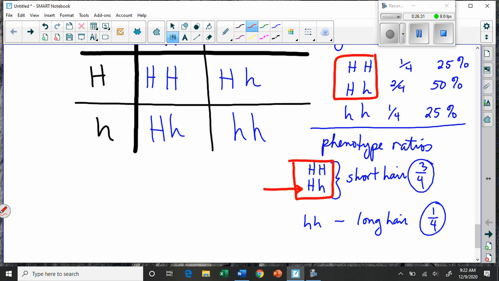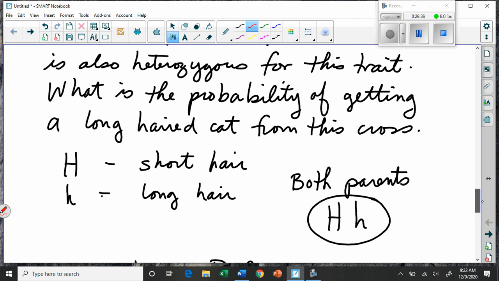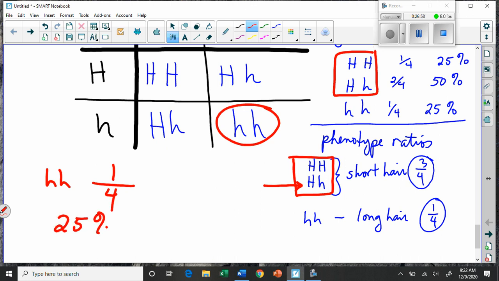But this question specifically said, what is the chance of getting, I'll go back to that, what is the chance of getting a long-haired cat? Well, we don't really need to do all the ratios to answer that question. We can simply look and say, here's the long-haired cat. So we count how many times that occurs, and it only occurs once in all of our chances. So for hh, there's only 1 out of the 4 possible outcomes, so there is simply a 25% chance of getting a long-haired cat.